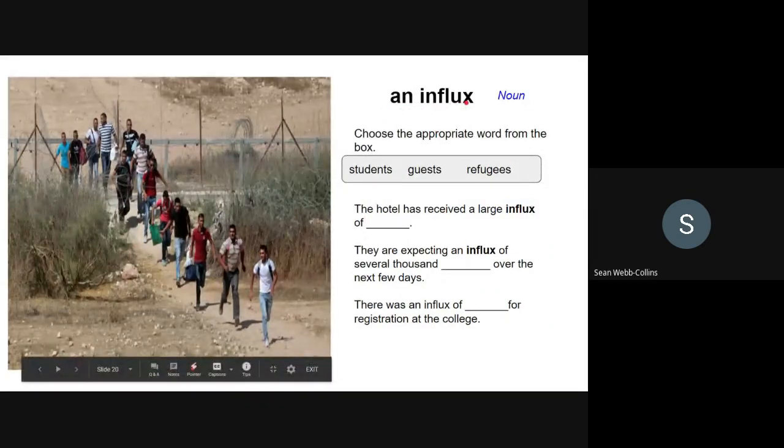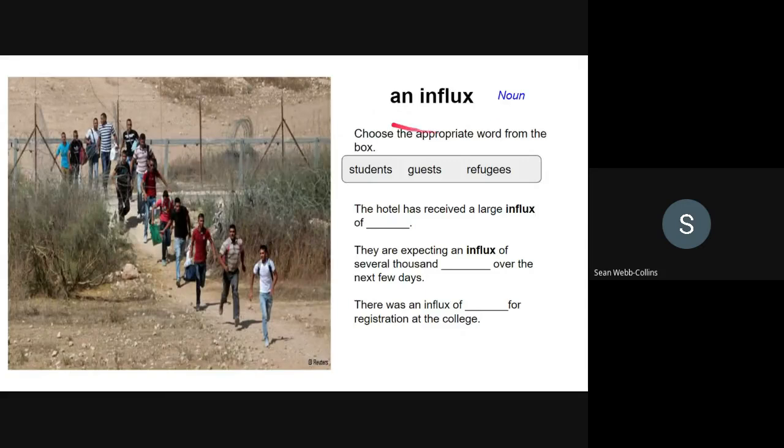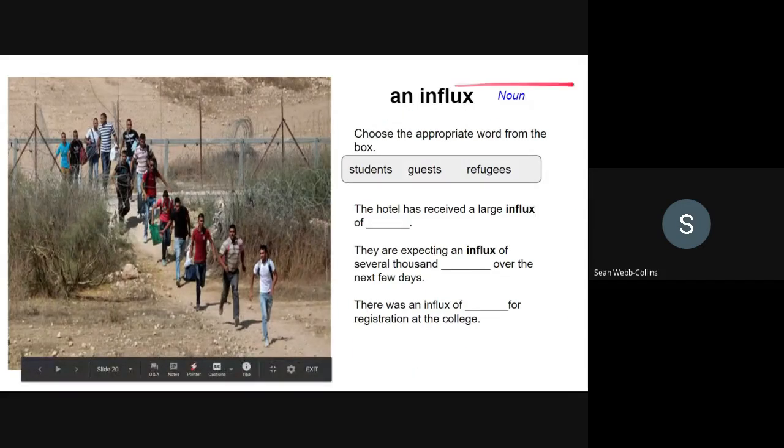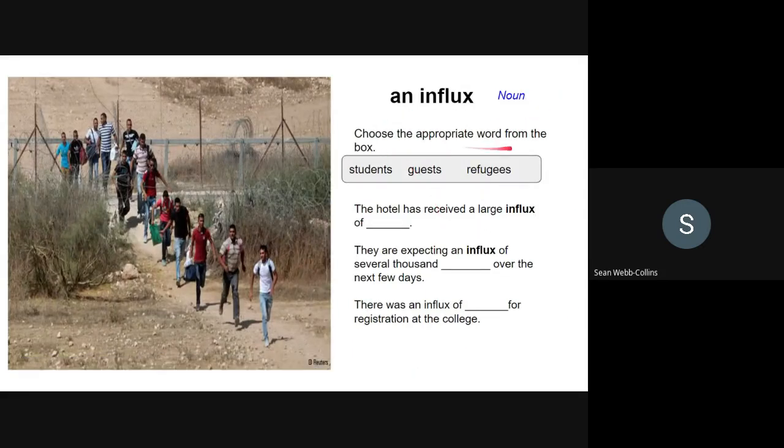An influx. Noun. Choose the appropriate word from the box: students, guests, or refugees. The hotel has received a large influx of... Well, what types of people from these three go to hotels? That's right, guests. The hotel has received a large influx of guests.